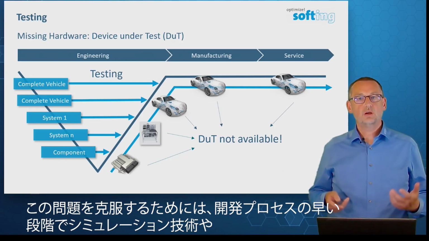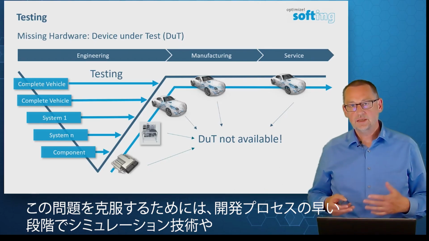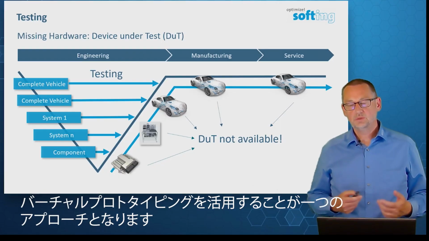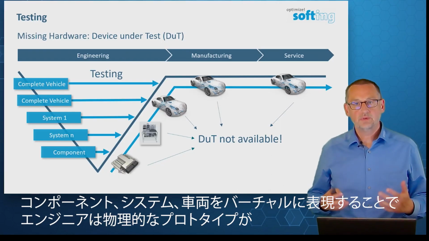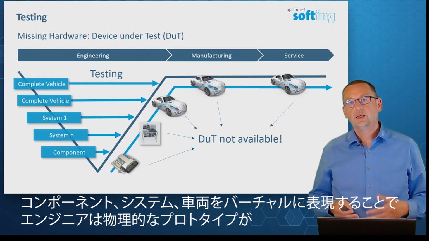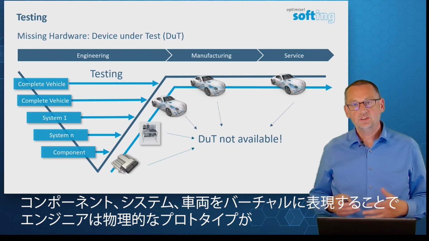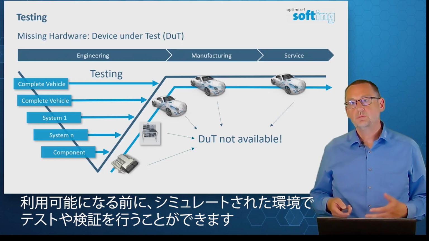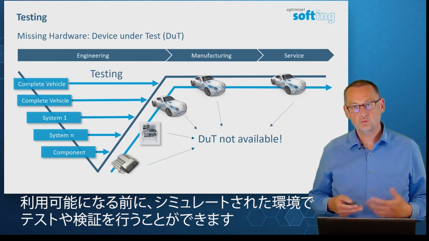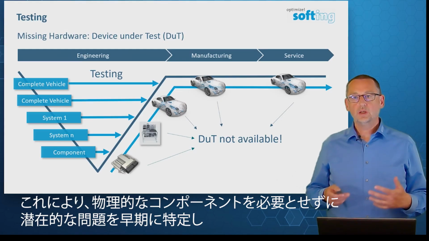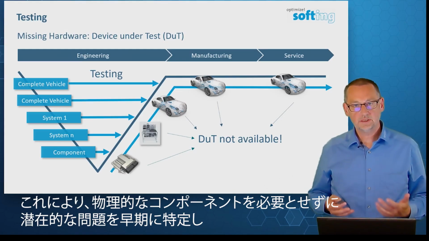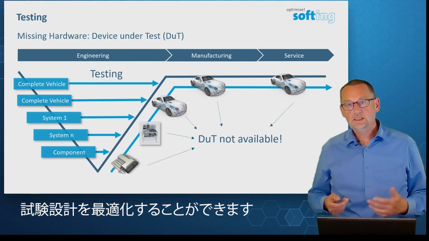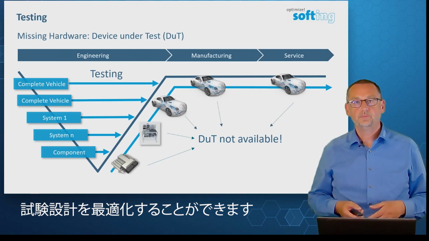To overcome this problem, one approach is to utilize simulation techniques and virtual prototyping early in the development process. By creating virtual representations of the components, systems and vehicles, engineers can conduct testing and validation in a simulated environment before physical prototypes are available. This allows for early identification of potential issues and optimization of test designs without the need for physical components.